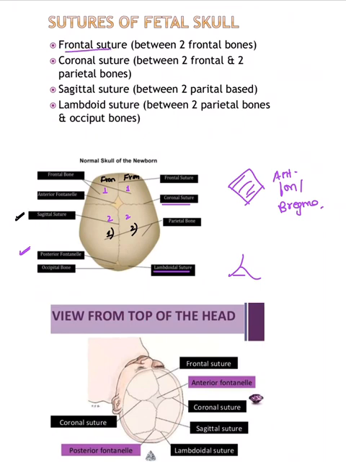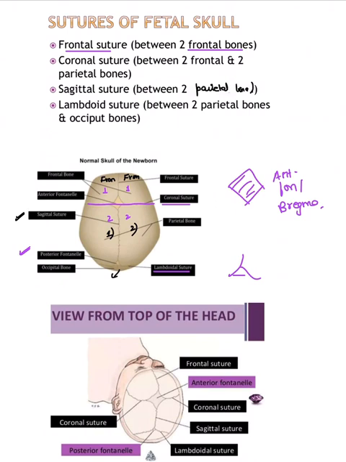The frontal suture is between the two frontal bones. The coronal suture is like a crown: suppose you are wearing a crown, that is between the frontal bone and the parietal bones. Now the sagittal suture, see the photo below. It is between the two parietal bones. And the lambdoid suture is between the parietal bones and the occipital bone.